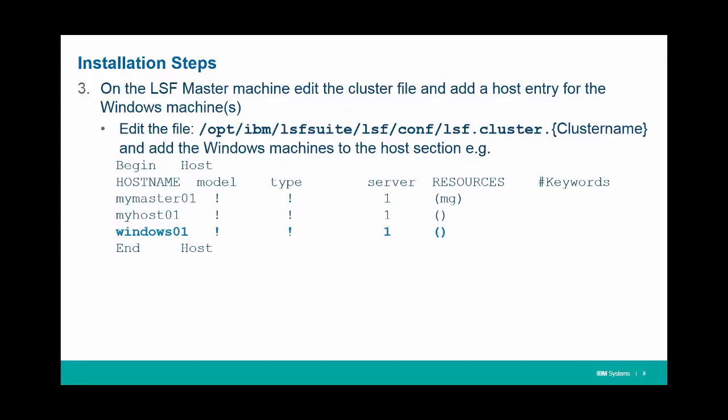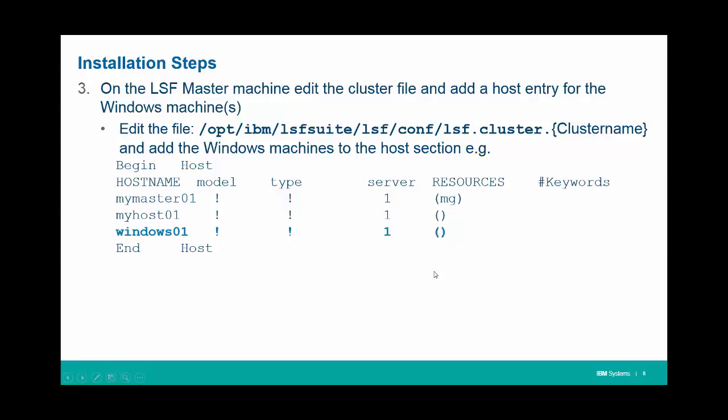Also on the LSF master machine, we need to edit the cluster file to add in all of the Windows machines. It will be named according to your cluster name, so the default would be /opt/ibm/lsfsuite/lsf/conf/lsf.cluster.mycluster. In there, you're going to find the Host section, and you're going to add the Windows box. So give your host name here, specify the model as an exclamation mark, type as an exclamation mark, set server to 1, and add any resources that are part of that.